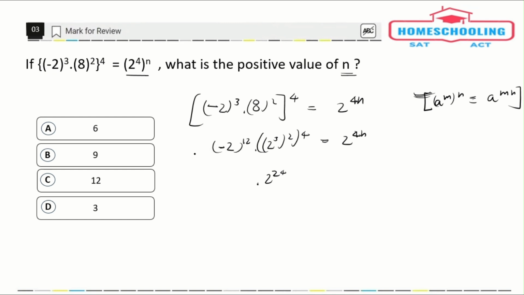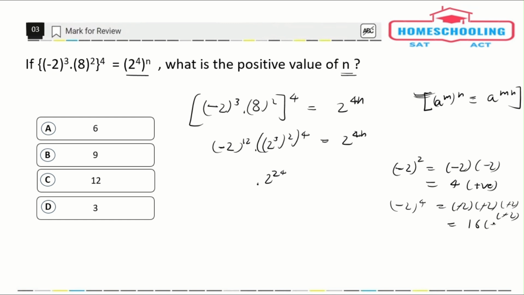Well, there's a concept: if minus 2 is there, and the power is a multiple of 2, let's say it's 2, so what we're going to write here is minus 2 into minus 2. So your final answer would be positive, because minus into minus would be plus. Similarly, if minus 2 to the power 4 is given, so minus 2 into minus 2 into minus 2 into minus 2. So minus minus plus, and here minus minus plus. So the result would be 16, so this will be positive.